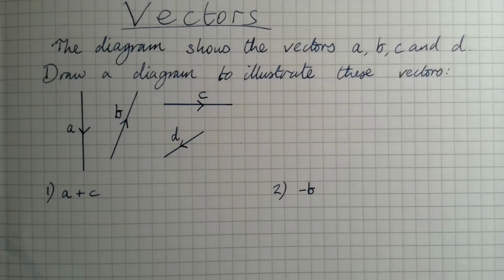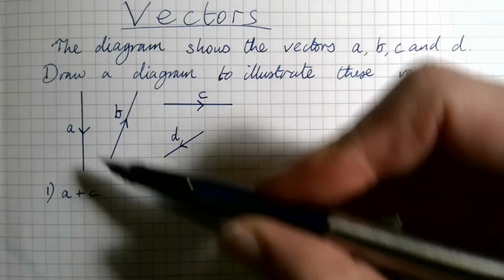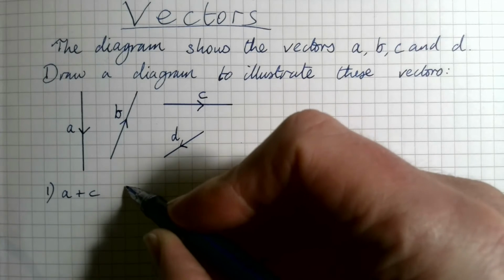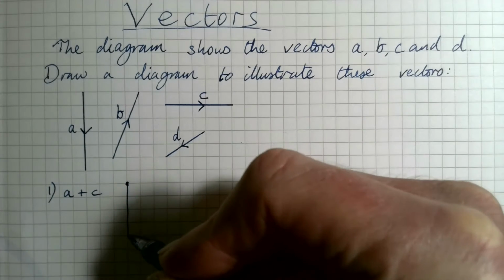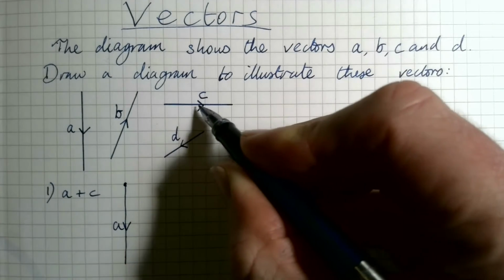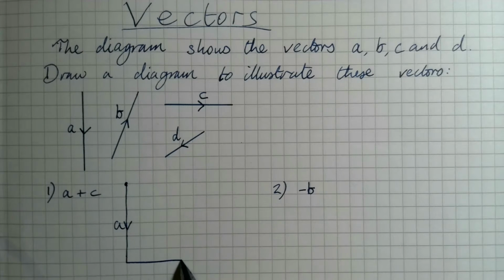Right then, so using a ruler is a good idea, but we're also just about sketching as much as anything and looking. So A plus C is what you would get if you went down 3, 6. So if I start here, go down 6, 1, 2, 3, 4, 5, 6. That's done A. Then plus C, well, C is 5 squares to the right. 1, 2, 3, 4, 5.